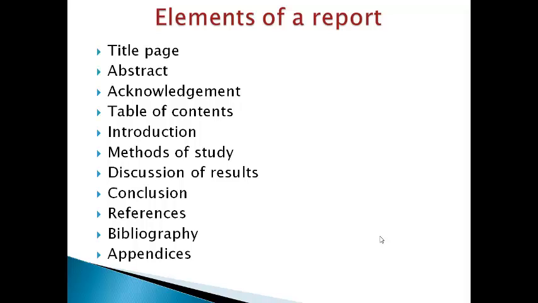Then abstract includes the significance of the report and the purpose of the report. It should be 2% of the entire report, and it should not include any graphs, data, statistical information, or tables. Next, acknowledgement: to whom we want to express our gratitude, who helped in completing the report. Next, table of contents means the contents we included in the report.